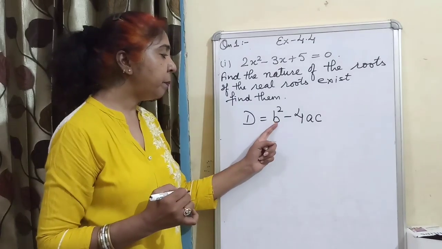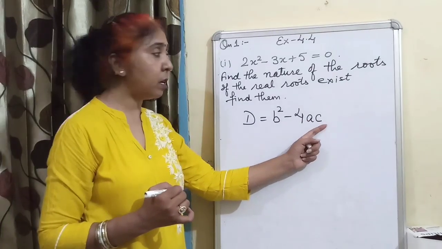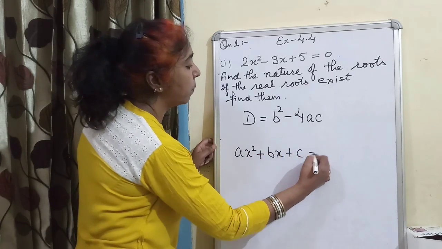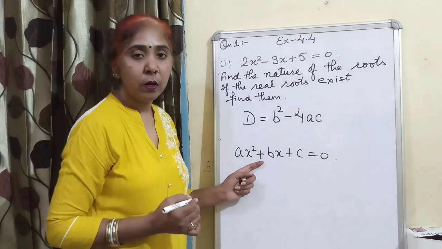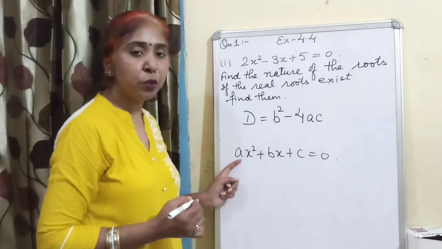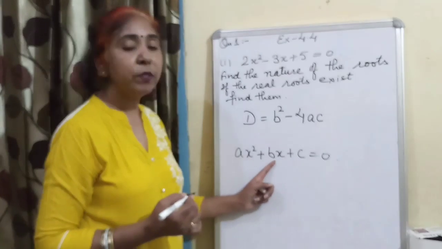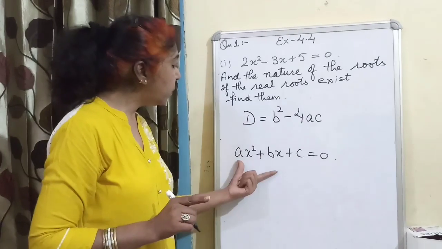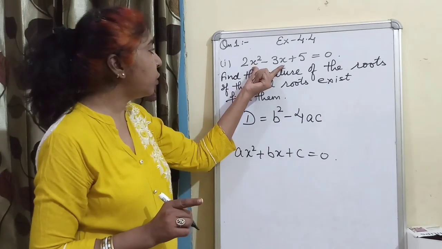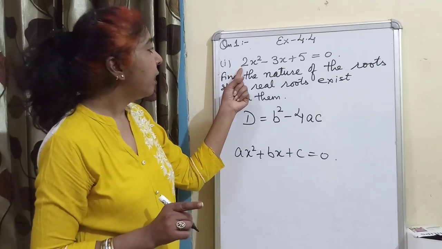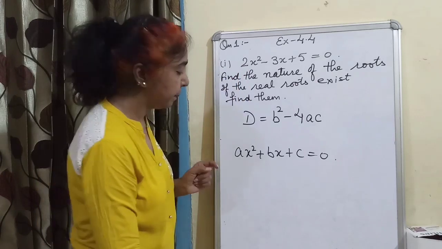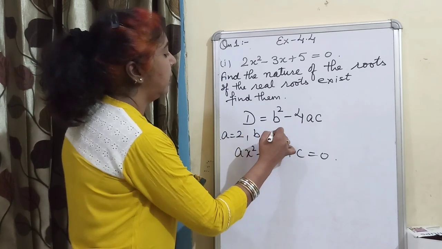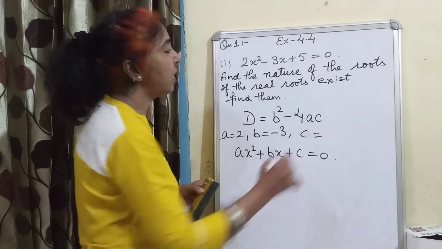4ac. And you all know that a, b, c are, if I take the standard form of the quadratic equation in one variable, then a is the coefficient of x square, b is the coefficient of x, and c means the constant term. If you compare this equation with the given equation, what is the value of a? 2. a is 2, b is minus 3, and the value of c is 5.